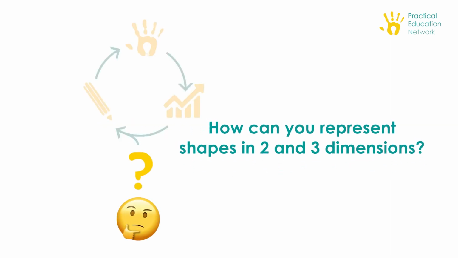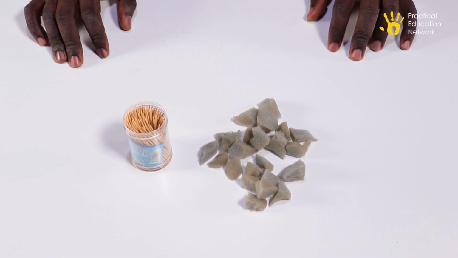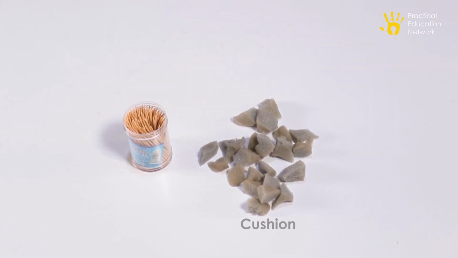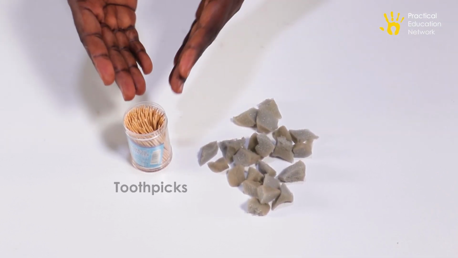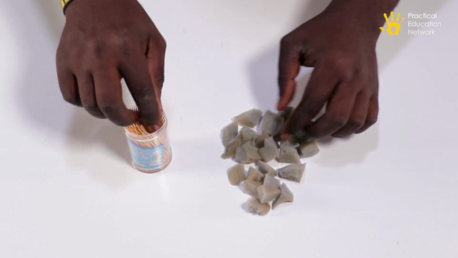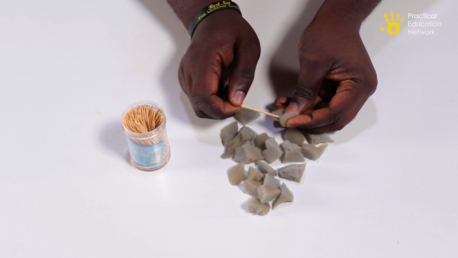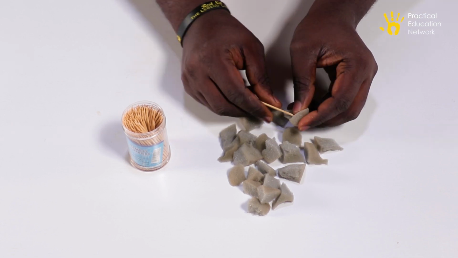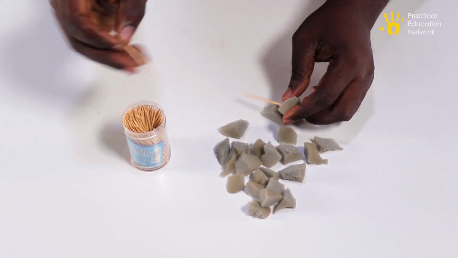How can you represent shapes in 2 and 3 dimensions? We will need clay or condo or cushion, and toothpicks or sticks. Show learners pictures or actual objects of 2D and 3D shapes. Guide learners to model the shapes using the toothpicks as edges and pieces of cushion, clay or condo as joints.